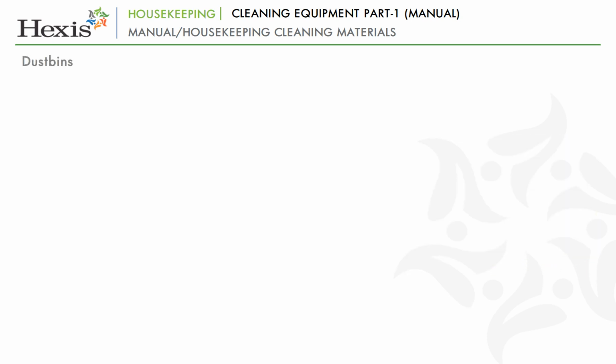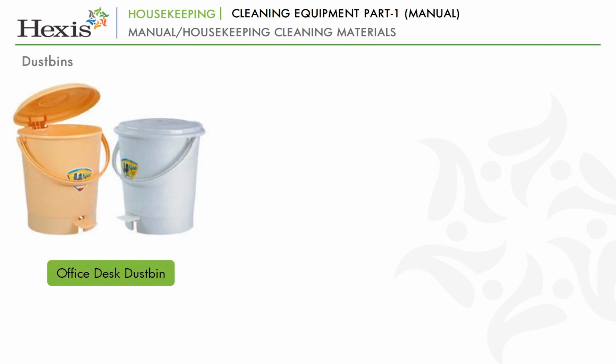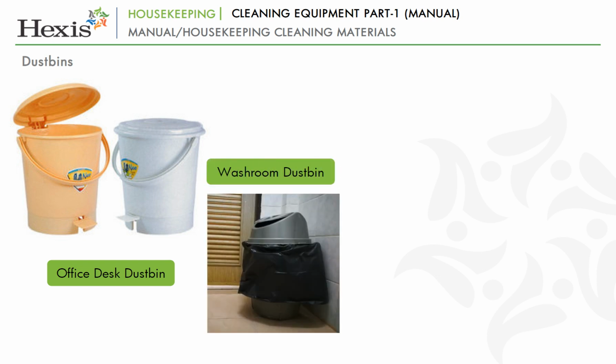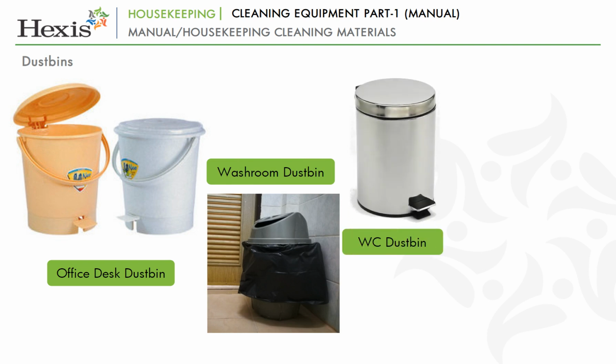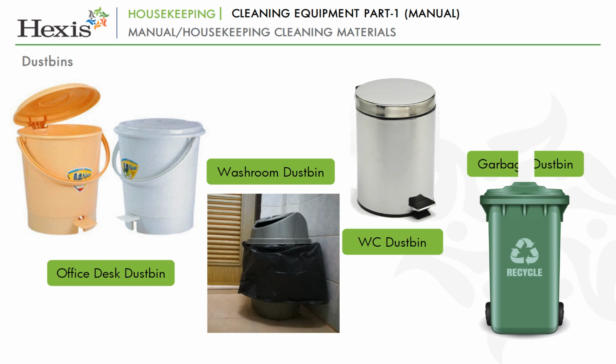Now let's have a look at the different types of dustbins. Office desk dustbins are used to collect waste material from the desk. Washroom dustbins are placed near the wash basin to collect the used tissue papers in the washroom. WC dustbin is used inside the WC area to collect the used tissue papers. Garbage dustbin is used to collect the garbage and dump all the unwanted material from the premises.